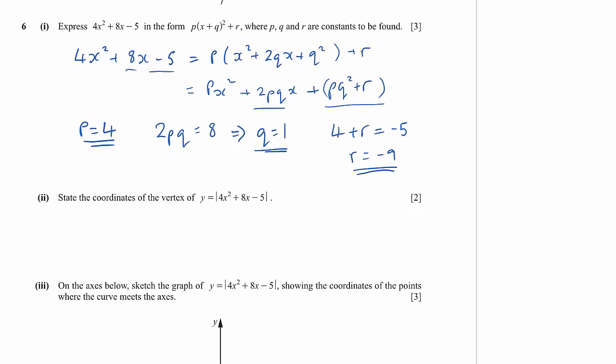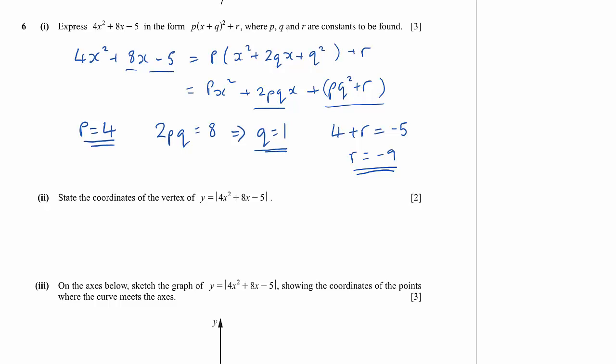State the coordinates of the vertex of the modulus of 4x squared plus 8x minus 5. Now we can get this from completed square form, and there's other ways that you could do it. You can differentiate to find the turning point and so on. You just differentiate without the modulus and then just reflect the thing if it needs reflecting.